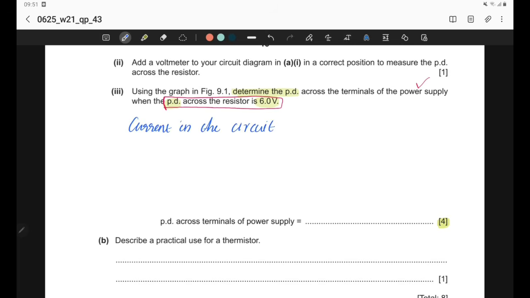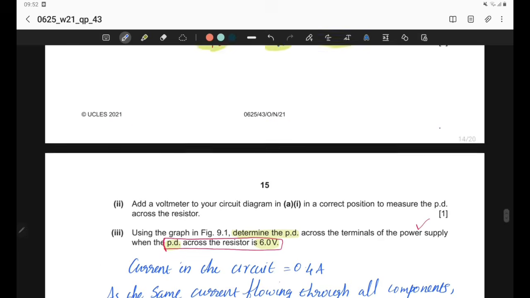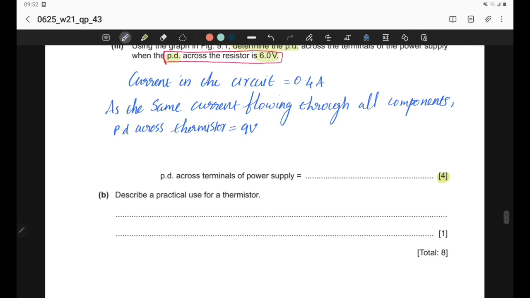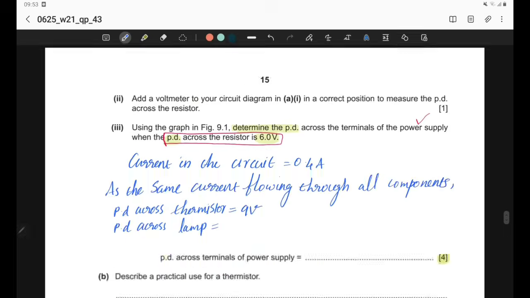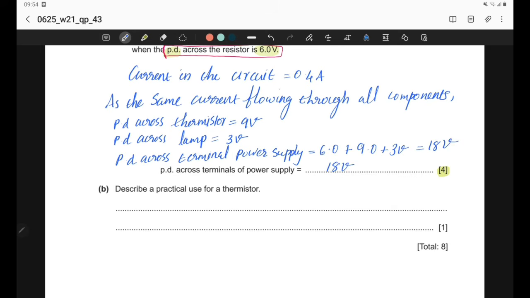So in the first step we can write: the current in the circuit is 0.4 ampere. As the same current flows through all the components, the potential difference across the thermistor is 9 volt. Likewise, the potential difference across the lamp is 3 volt. Therefore, the total potential difference, or the PD, across the power supply is the total potential difference across all the components in the circuit. So that will be 6 volt, the potential difference across the resistor, plus 9 volt, which is the potential difference across the thermistor, plus 3 volt, that is the potential difference across the lamp. So we will get 18 volt. So the answer is 18 volt. That is the total voltage given to the circuit by the power supply or the cell.